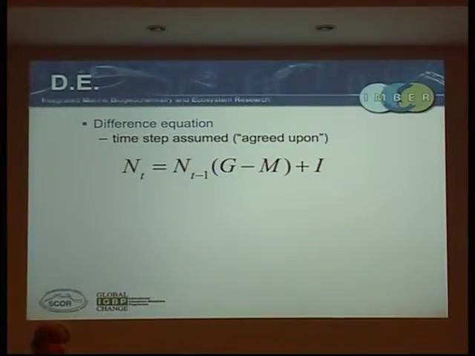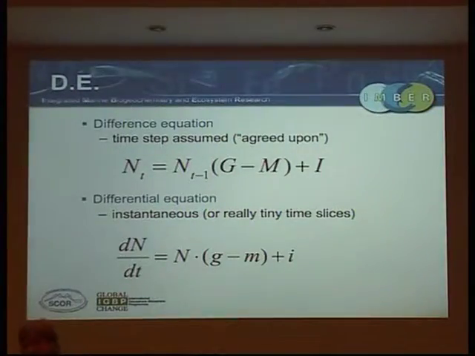So for those of you who keep telling me that you're not modelers, this is a difference equation. Basically it says the number now is the number in the past, plus any new ones that have come along, minus any that have died, plus any immigration. And if you like to get a little bit fancier, you use calculus, and it's really just the same thing.